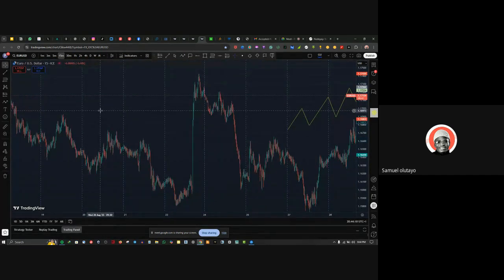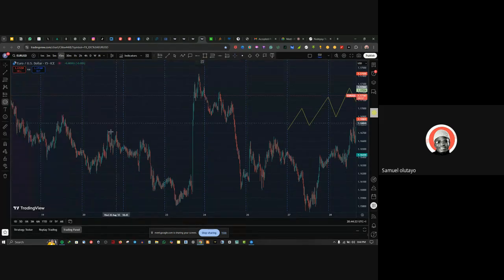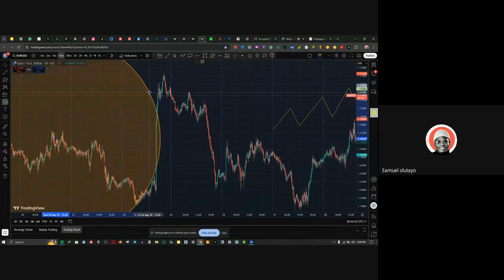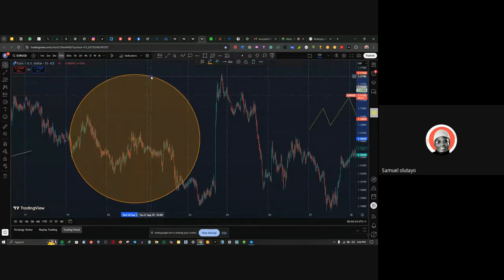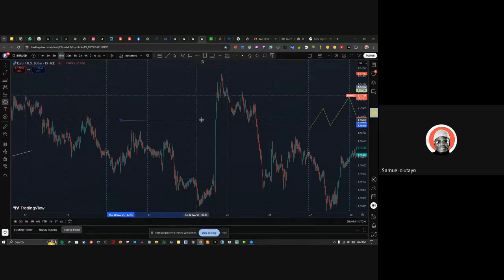Okay, if you have questions, please let me know. Then we have circle, of course. You know what circle is for. You want to indicate or mark out a particular area. You can draw circles around it. Big circles, small circles, depending on how big you want the circle to be. So you can draw a circle on your chart. The next one, ellipse. Once you mark out the ratio or the diameter of your ellipse, you can draw that on your chart.